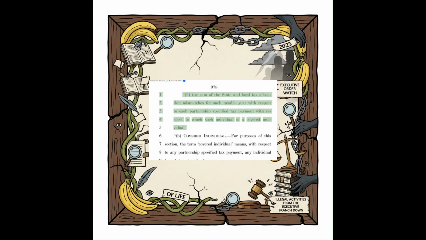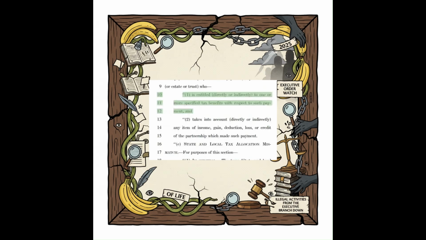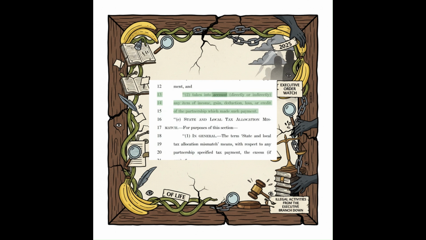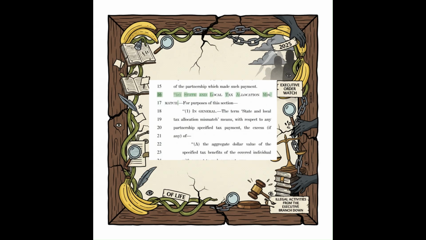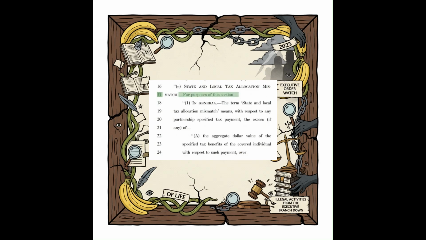The sum of the state and local tax allocation mismatches for such taxable year with respect to each partnership's specified tax payment with respect to which such individual is a covered individual. A covered individual is entitled to one or more specified tax benefits with respect to such payment and takes into account any item of income, gain, deduction, loss, or credit of the partnership which made such payment.